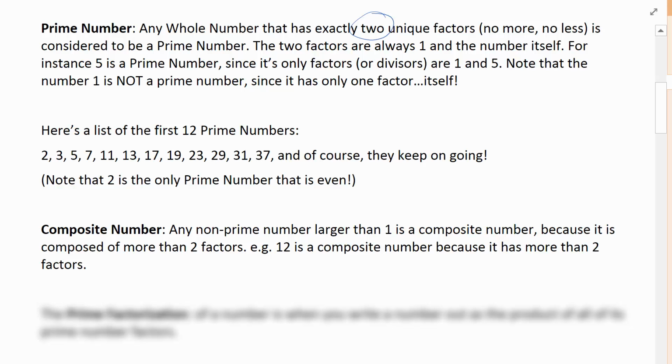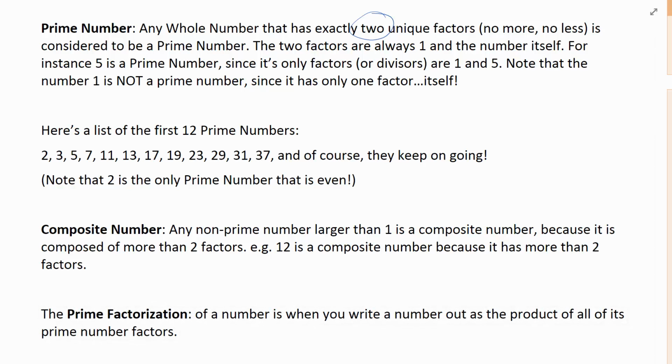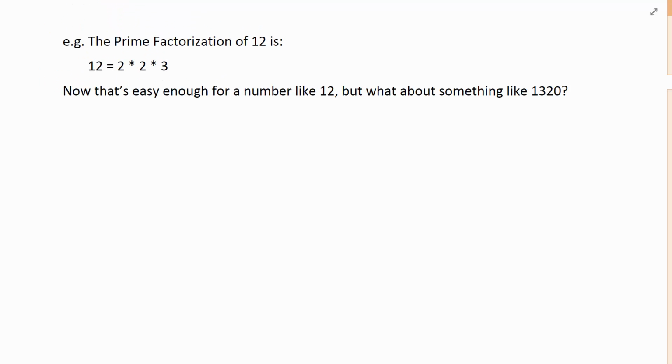Next definition, prime factorization. The prime factorization of a number is when you write a number out as the product of all of its prime number factors, and we'll take a look at an example of that now. Consider the prime factorization of 12. This is, of course, 12 is equal to 2 times 2 times 3, those prime numbers that multiply to give you 12. That's pretty easy for something like 12, but what about something like 1320? How do we do this?